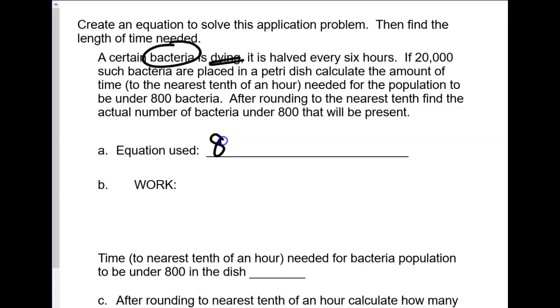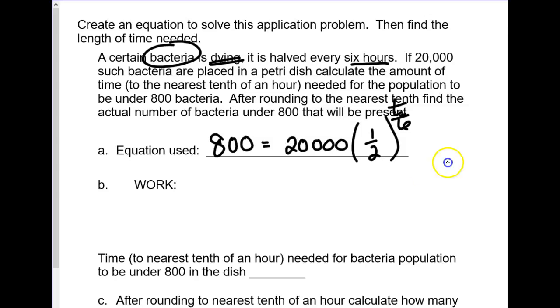They want to have an answer of under 800 bacteria. They're going to start with 20,000 bacteria. And then what are you going to use for your rate if it's being halved? You're going to use half, yes. And then it happens every 6 hours. So your exponent is t over 6. Very good. All right, so there's your setup.